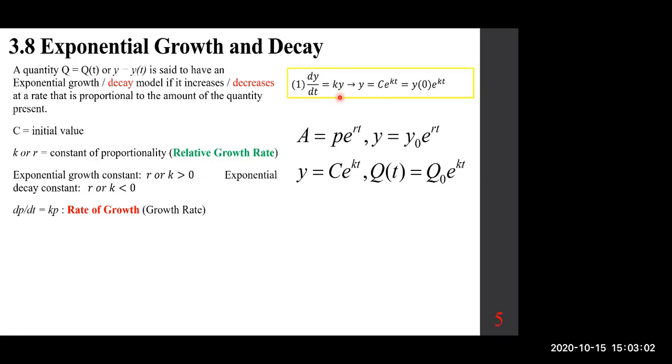If a quantity, okay, a quantity Q or Q of t or y equals y of t is said to have an exponential growth or decay, if it increases or decreases at a rate that is proportional to the amount of the quantity present. So dy/dt is the rate of change, and it is what? The product of some constant times the original function, k times y.